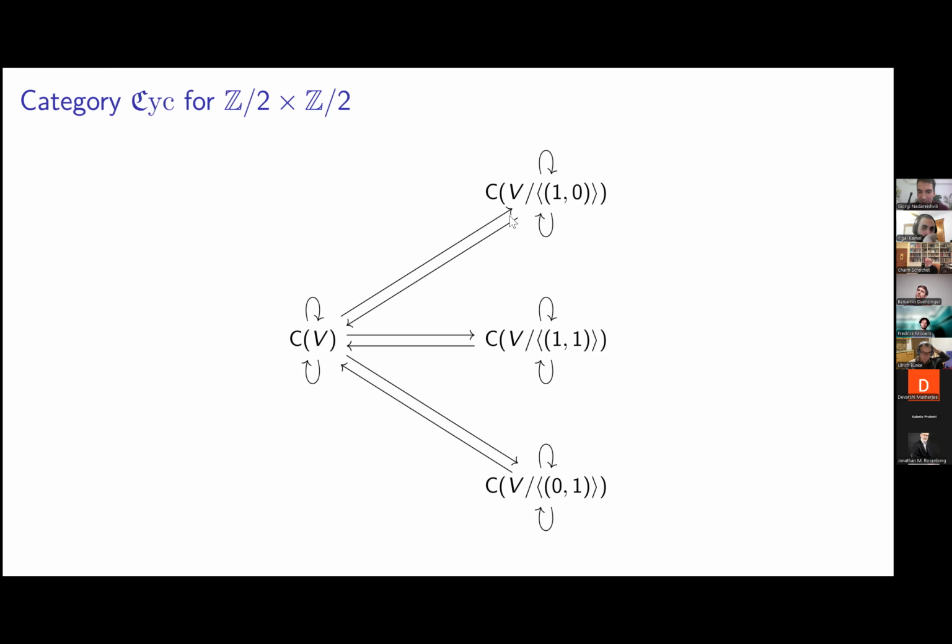So I also need to consider all the morphisms. And it turns out there are 2 morphisms here, 2 morphisms here, 2 here, 2 here. And then there's induction and restriction, if you're aware of Mackey functors, like representations, induction, restrictions. And so this is how my category looks, my category of cyclic subgroups sitting inside.